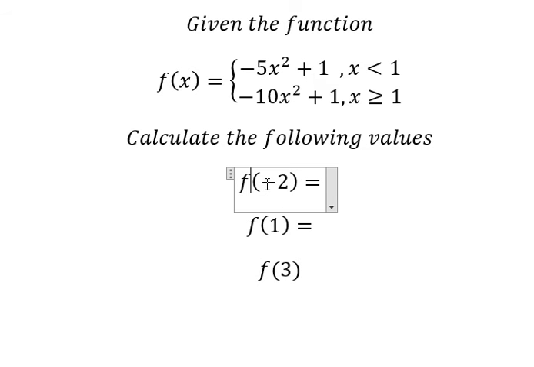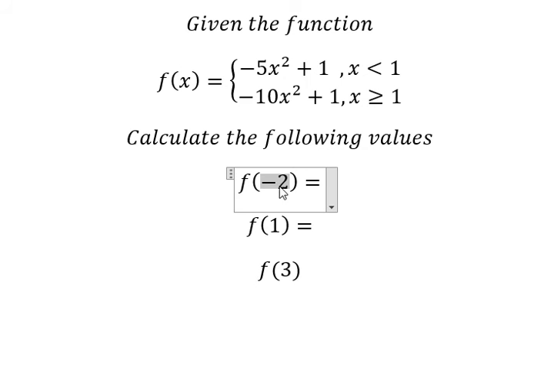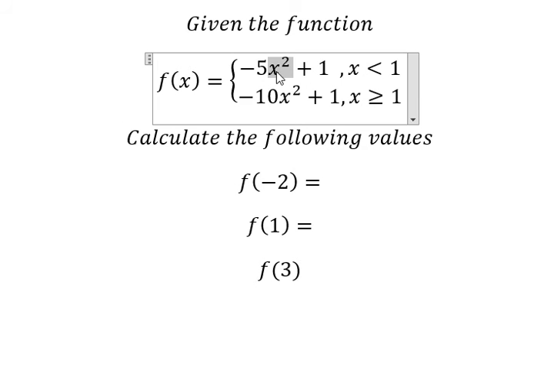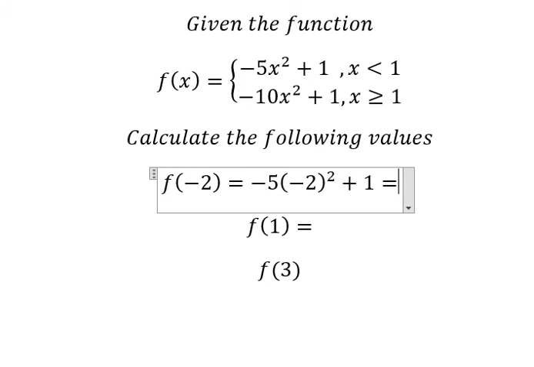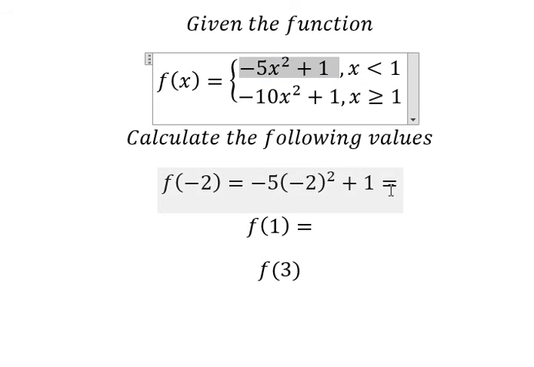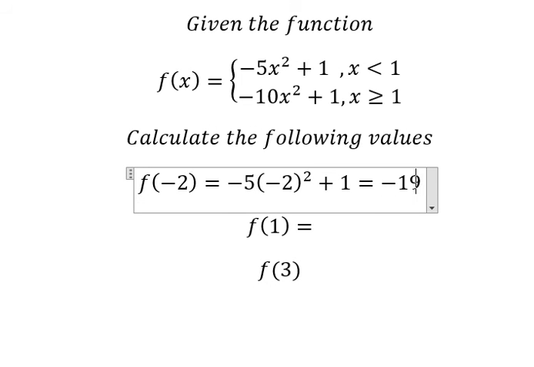About the first one, we have negative number 2 and we see that negative number 2 is smaller than positive number 1. So the value should belong to this one in here. Now I will put negative number 2 going here to find the value of f of negative number 2. So after putting negative number 2 going here, we have the final answer. That is about negative 19.